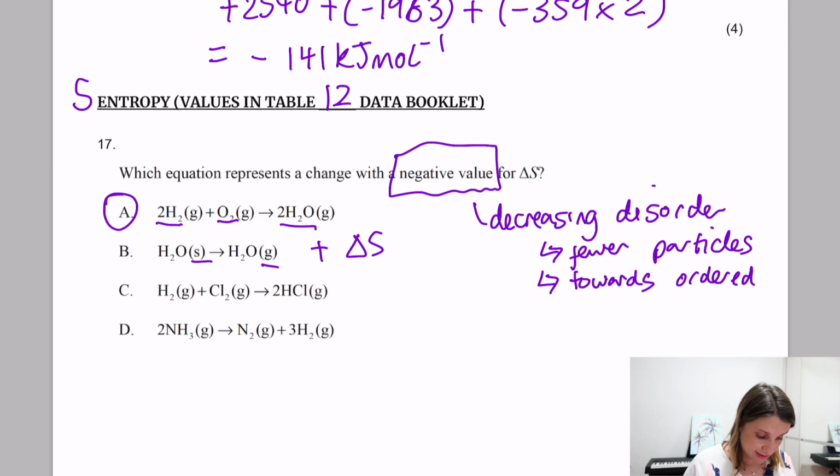In the third one, C, you've got two gaseous particles going to 2 gaseous particles, so this one I have no idea, I can't predict it. It won't be a lot in either direction. And then in this last one here, I've got gas going to gas, so no changes of state, but I'm going from 2 particles to 4 particles. So that's definitely becoming more chaotic, so I would expect a positive delta S value for that one.